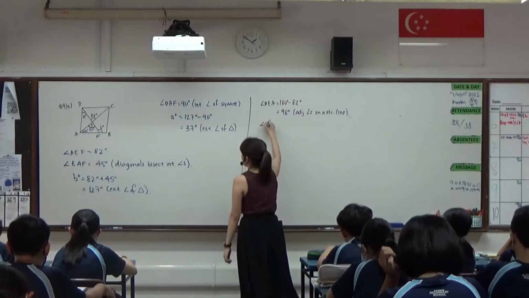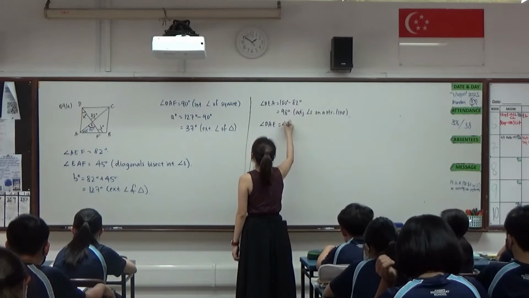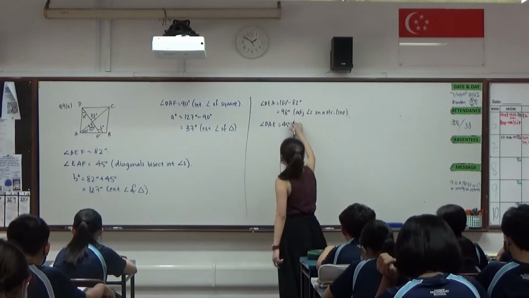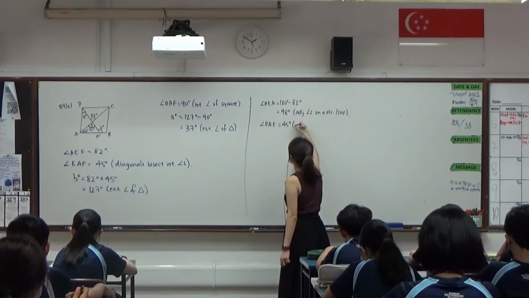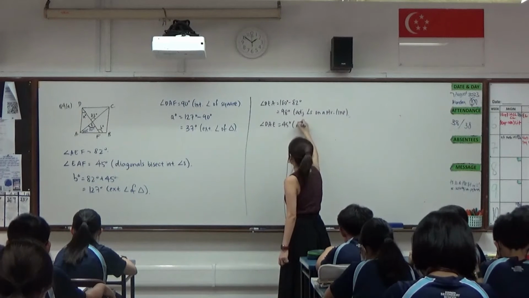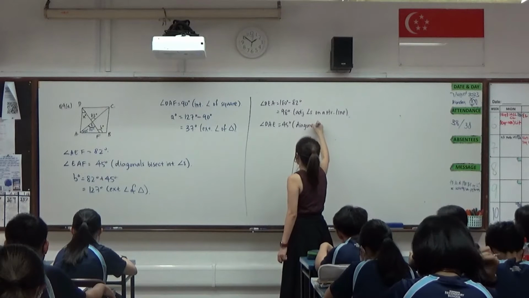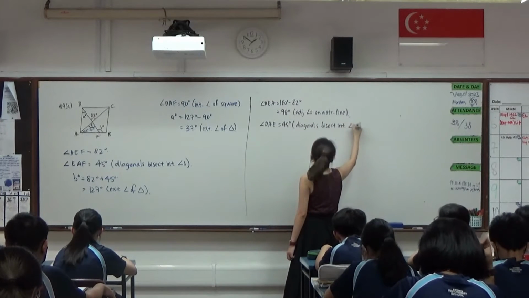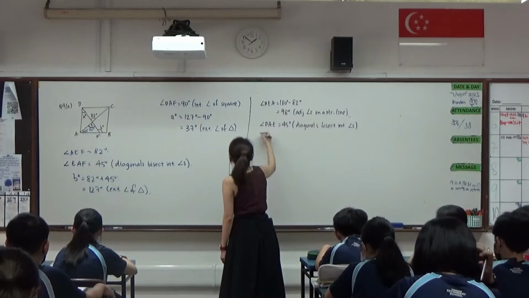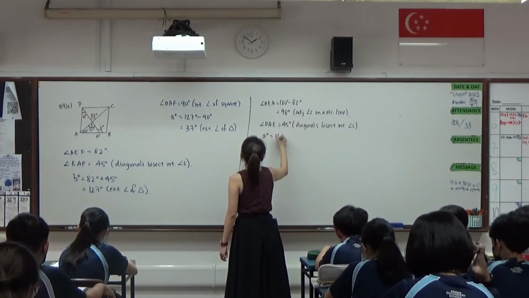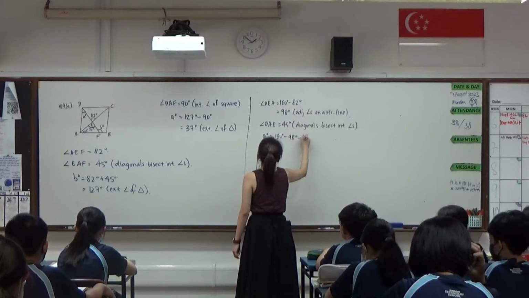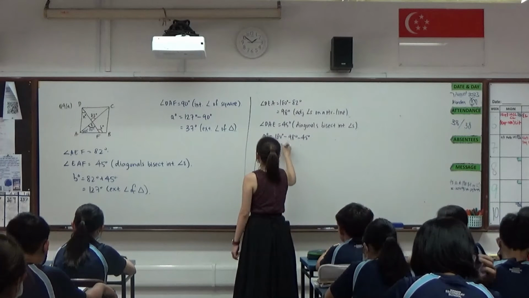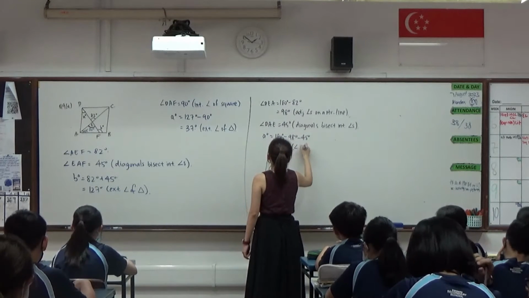45. Okay. Okay. Diagonals by 6. Okay, then after that 8 degrees is equals to 180 minus 98 minus 45 degrees, and you get 37. Angle sum of 9.